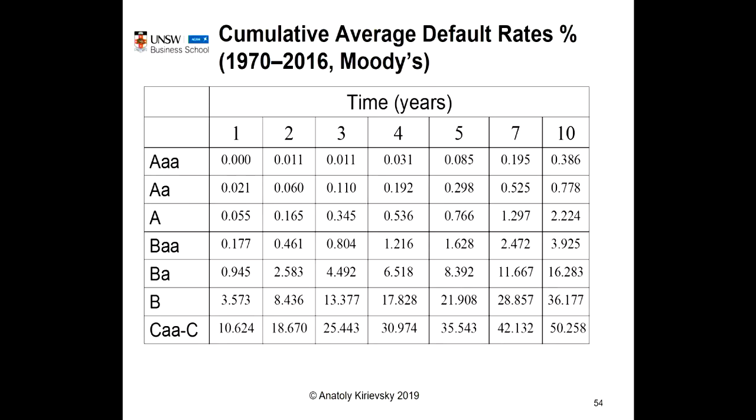So this is the actual Moody's data going back to 1970, so 1970 to 2016. And what it says is, if you look at AAA rated companies, within 1 year, none of them default. Within 2 years, actually some have defaulted. Within 10 years, 0.4% of AAA companies default. So that means if you lend to 1,000 AAA rated companies, you would expect in 10 years' time 4 of those companies to default.